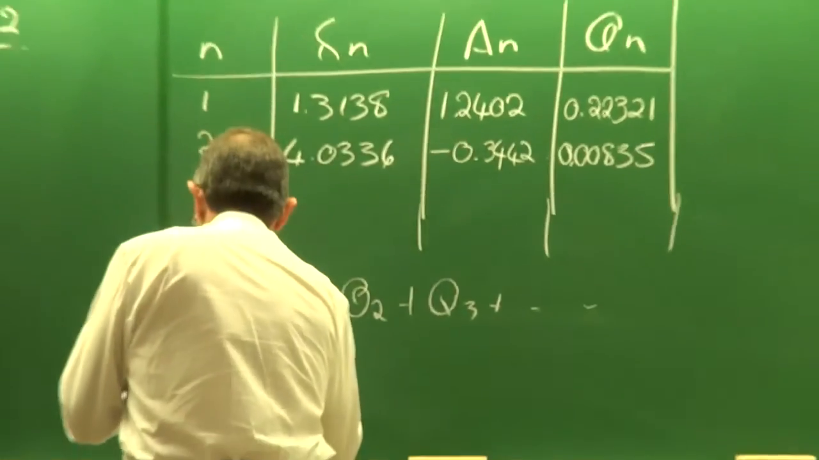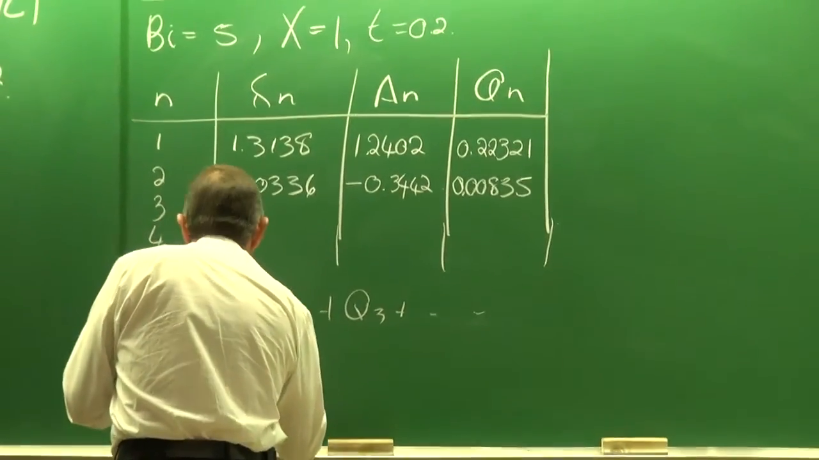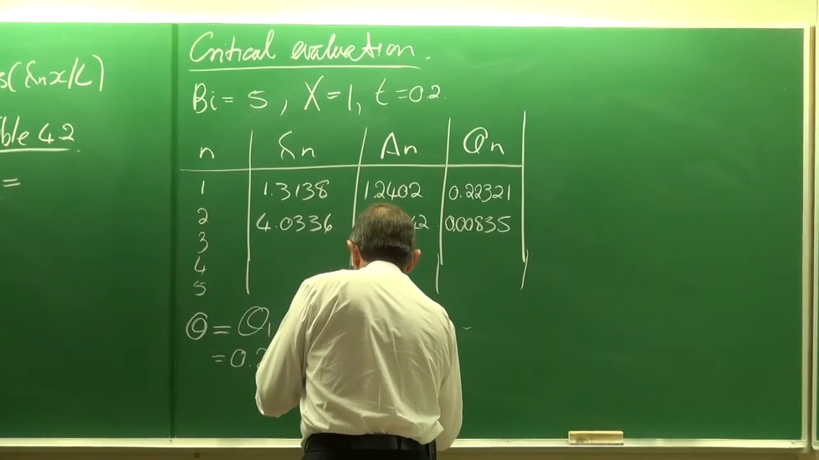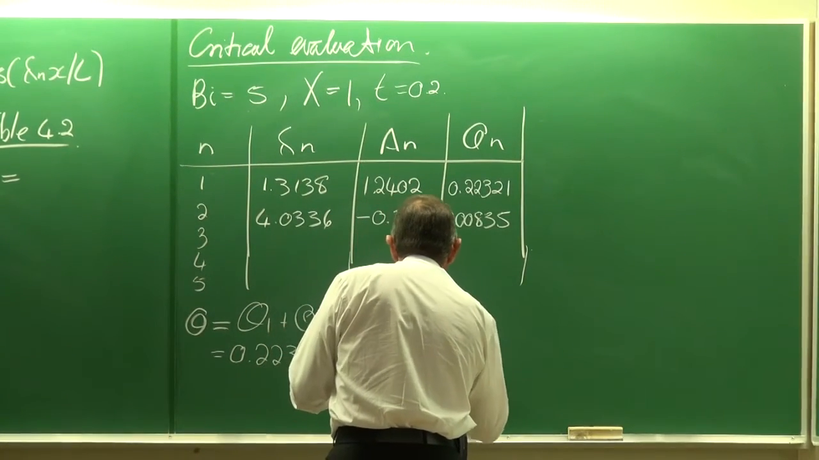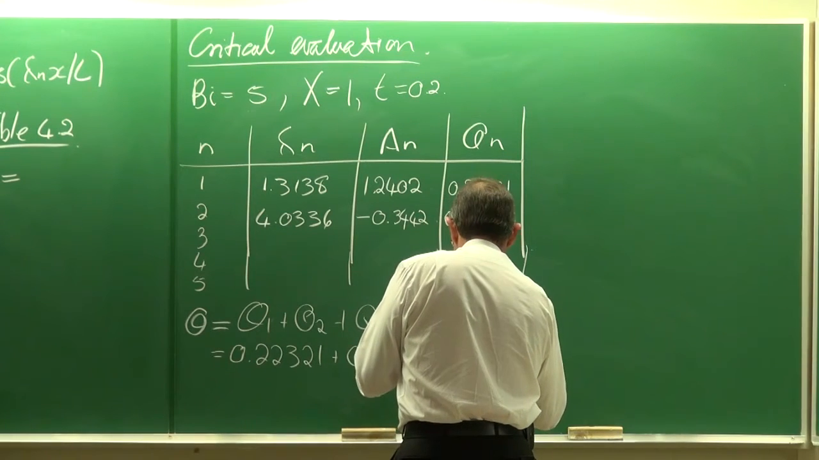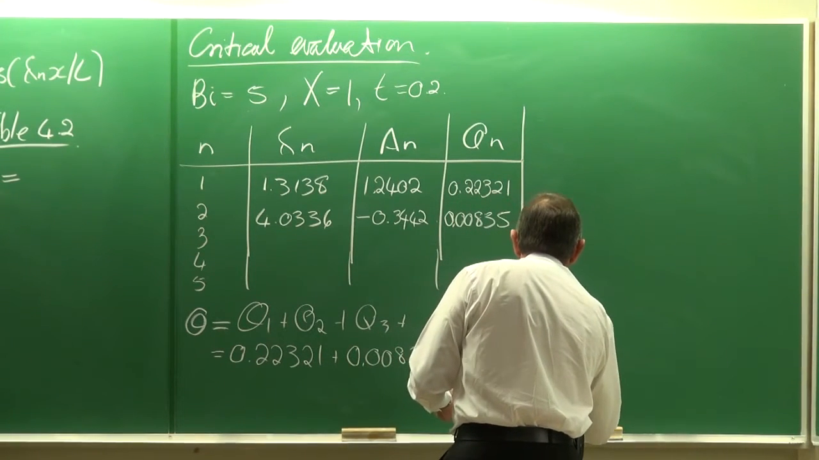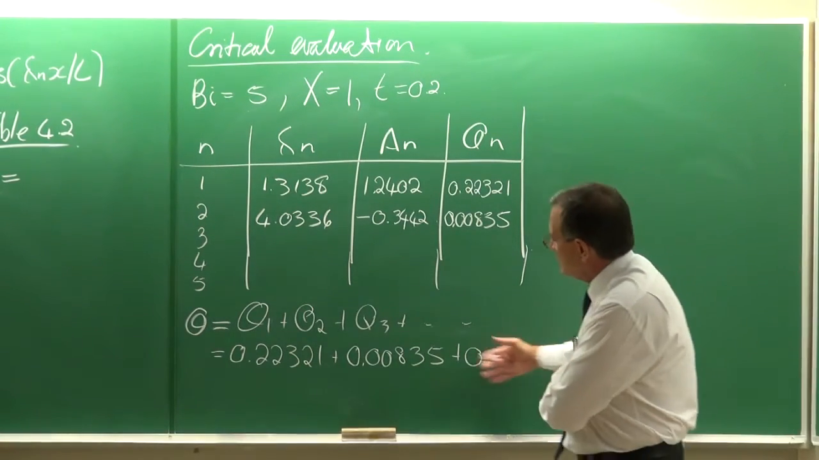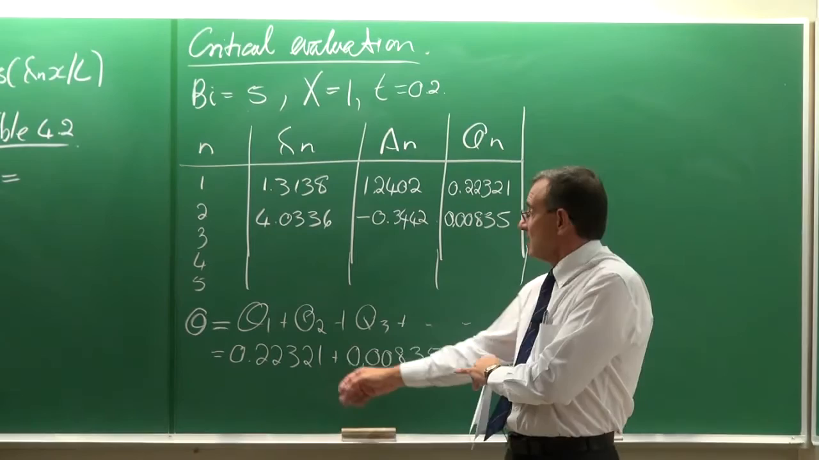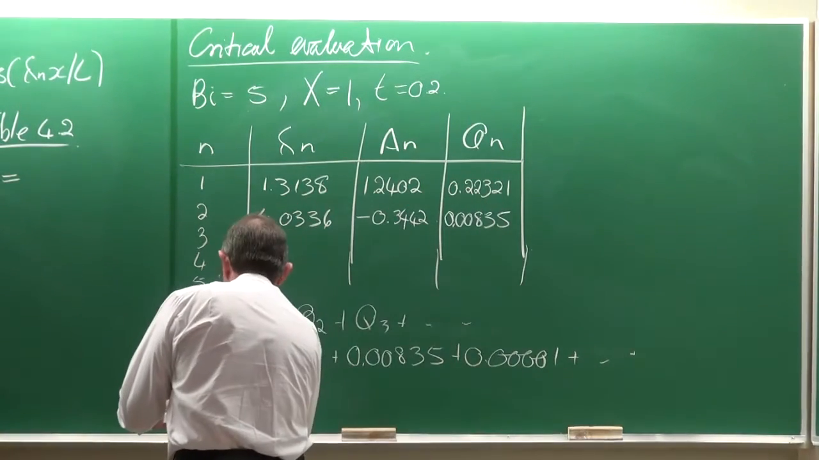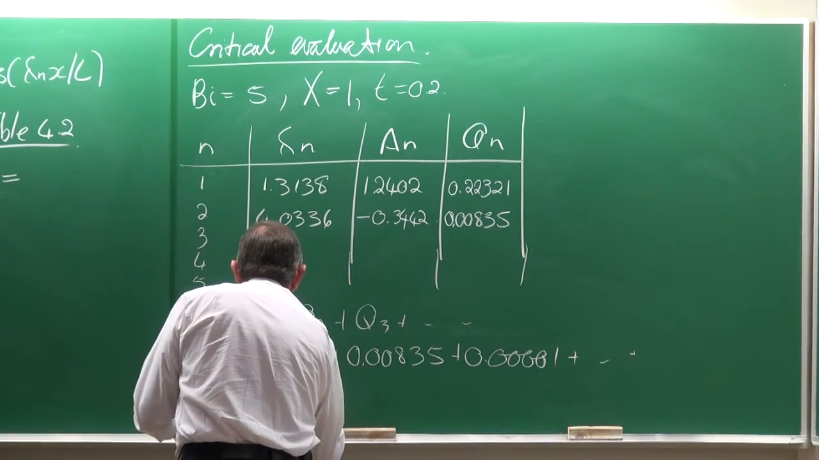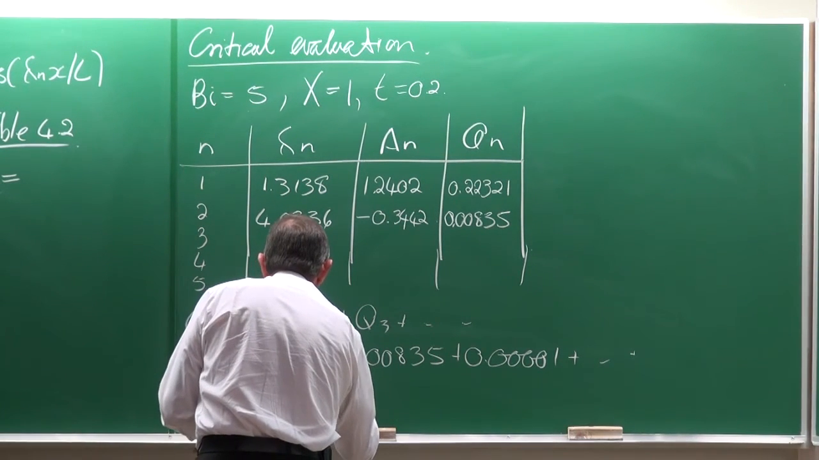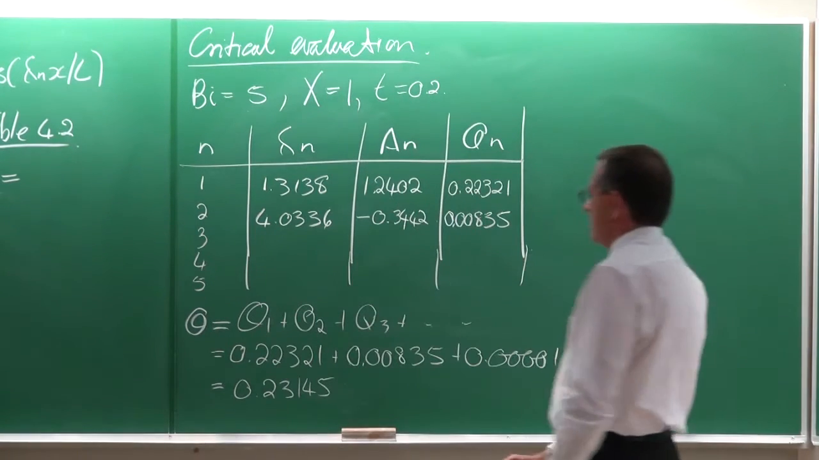And the first one is equal to 0.22321. The second one is equal to 0.00835. The third one, I think, 0.00401, etc. Okay. So as you can see, the results are just getting smaller and smaller. And if we just would go and add all of them, it would end up in 0.3145, if you're going to do it for many.